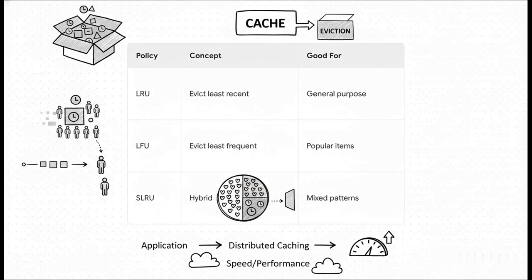This is your eviction policy. The most common one is LRU, or least recently used. It's simple. You just get rid of the thing you haven't touched in the longest time. Then there's LFU, least frequently used, which kicks out the least popular item even if you just looked at it. And then you get fancier strategies like SLRU, which try to be smarter, protecting really popular items from getting kicked out by a sudden burst of one-time requests.